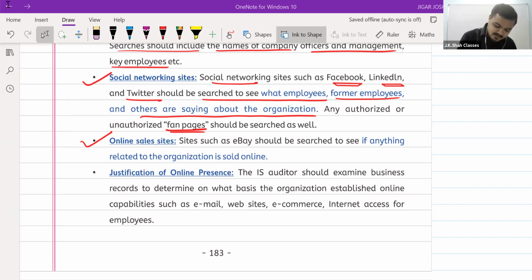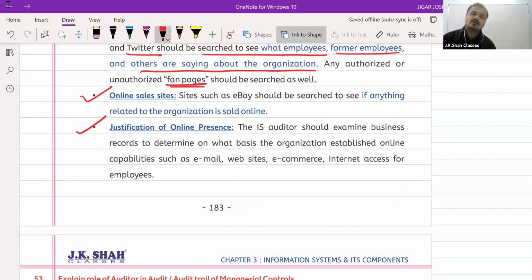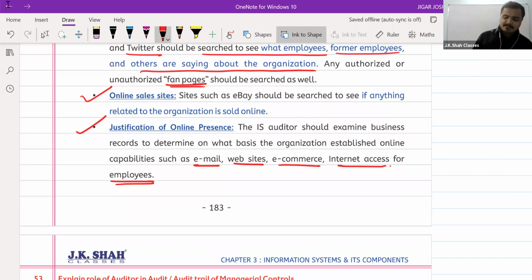Yes. And the last one, people, justification of online presence. Why are you present online? Through email, through website, through e-commerce, internet access for employees, by whichever means you are presenting or giving your presence over the internet, that has to be justified. That has to be checked on a very perfect basis, people. What are your capabilities, how are you going online, and what kind of benefits are you offering. Understood, my dear third? Say yes or no.